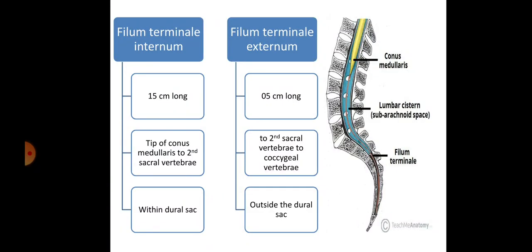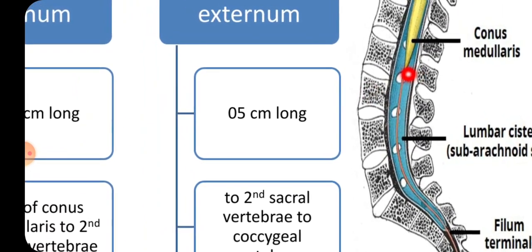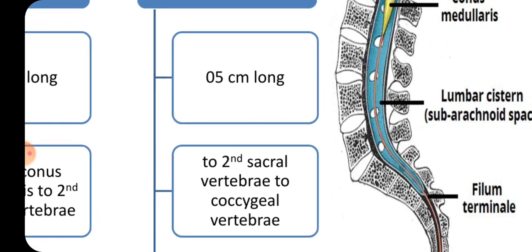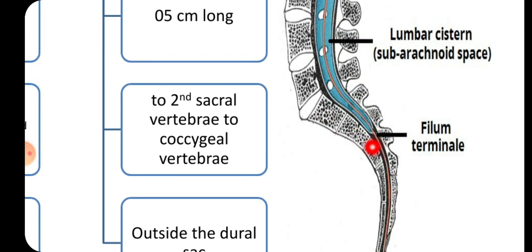Next, filum terminale is further divided into 2 parts: filum terminale internum and filum terminale externum. What is this filum terminale internum? Filum terminale internum is 15 centimeters long. It extends from the tip of the conus medullaris up to the second sacral vertebra. See, this is sacral 1, this is sacral 2, where it is going to terminate. Up to this, it is covered in the sheath of the dura mater. Because of that reason, it is called filum internum.